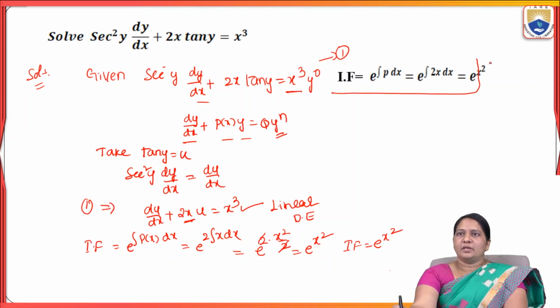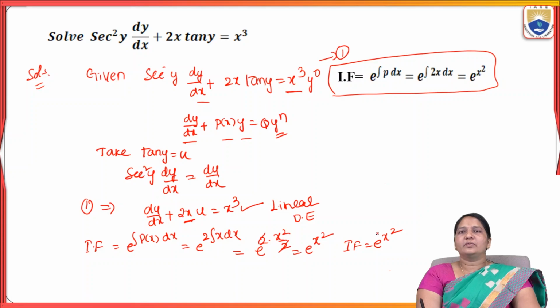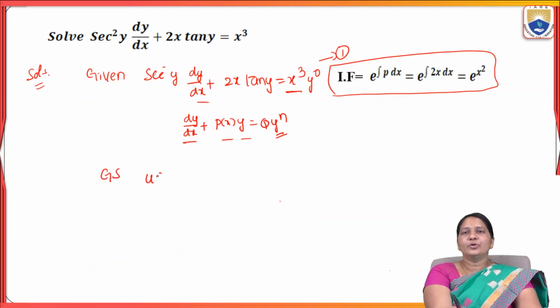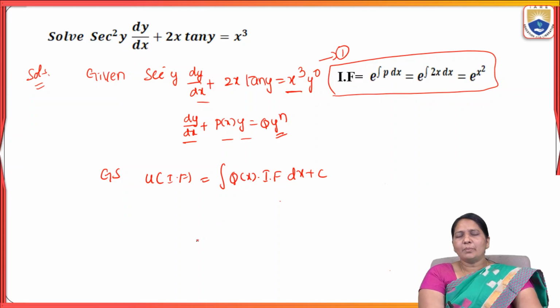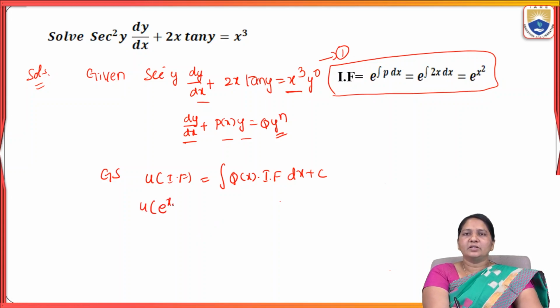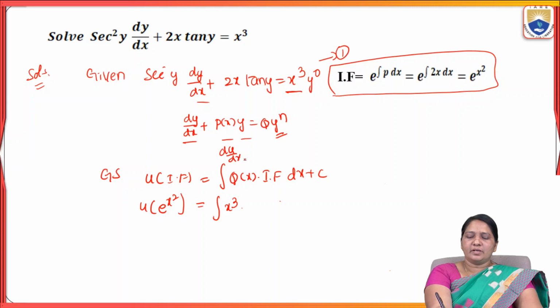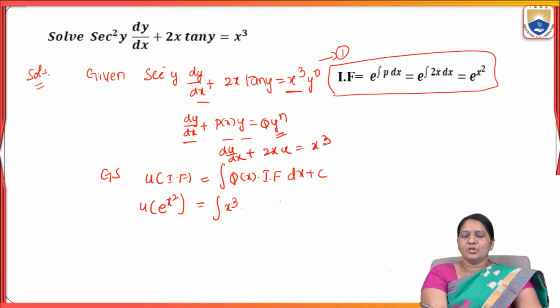So after completion of the integrating factor, what we have to do? We are going to calculate the general solution. So what is the general solution? General solution: u into integrating factor equal to integral q of x into integrating factor into dx plus c. This is the formula for the general solution. So u into what is the integrating factor? E power x square equal to integral. What is the q of x value? Q of x value is x cube. So x cube into e power x square into dx plus c.